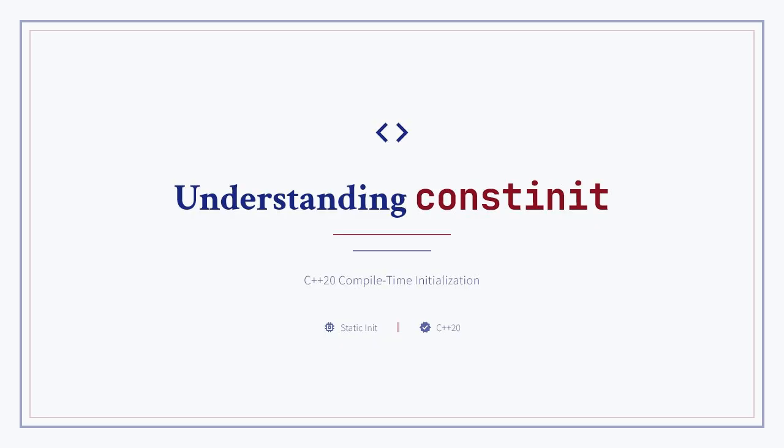This feature was introduced in the C++20 standard. Constinit provides compile time initialization for variables with static storage duration. It offers some interesting capabilities that we'll explore in this presentation. Constinit addresses specific challenges in C++ programming, particularly around initialization order and performance. It provides a middle ground between the strictness of constexpr and the flexibility of regular variables.